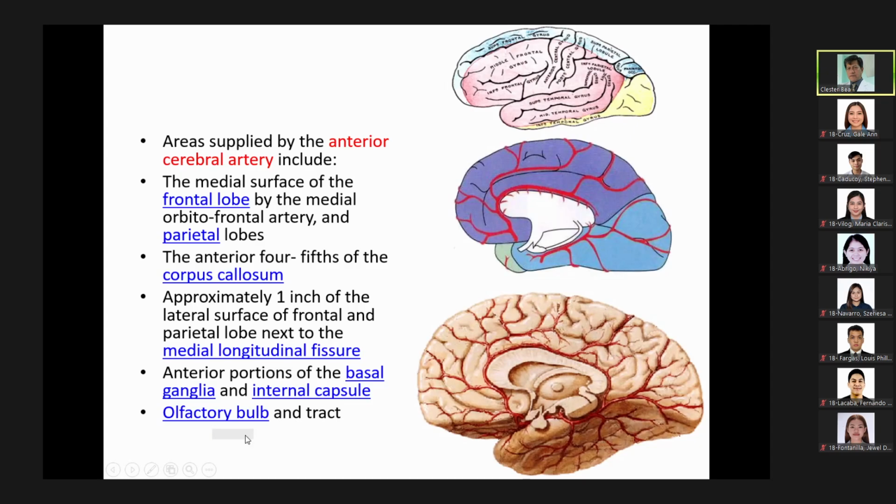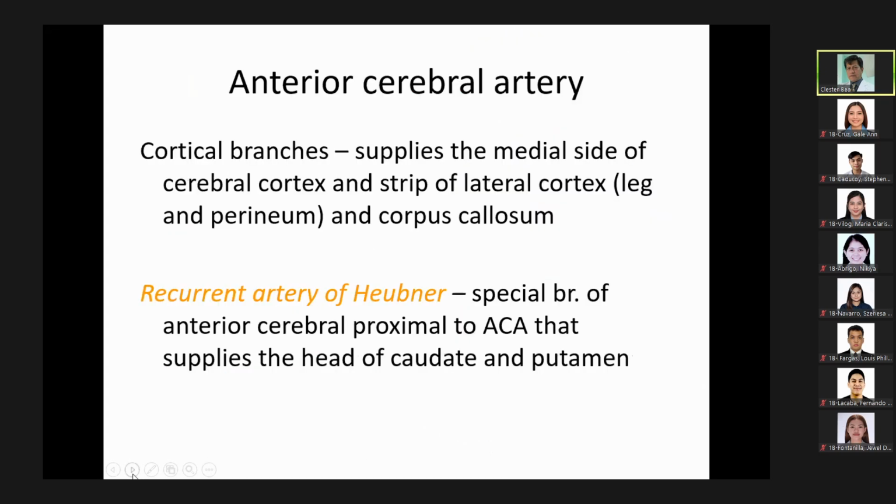Now, also from the anterior cerebral artery, since it's already near its territory, will be the blood supply to the olfactory tract as well as the olfactory bulb. Coming also from the anterior cerebral artery will be your recurrent artery of Heubner. It is a special branch of the anterior cerebral artery, proximal to, or before, the location of the anterior communicating artery, and it supplies the head of the caudate nucleus and putamen.